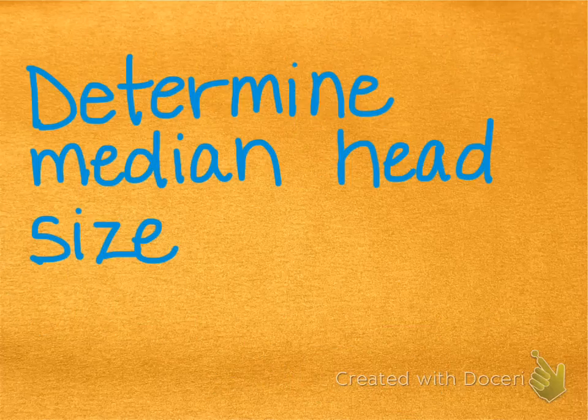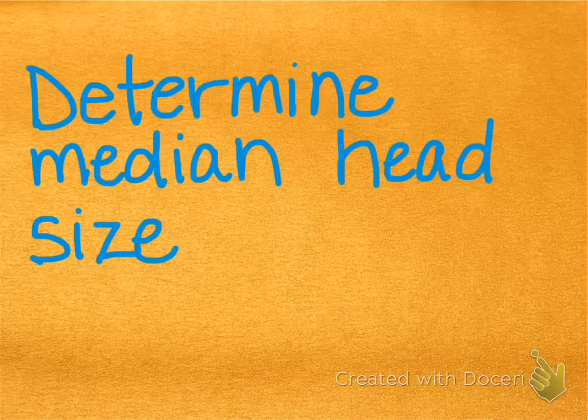So once we get the graph done, we've done the measurements of the head sizes, we've made a graph. You're going to be determining the median head size in our class. Now, if you will remember from our lesson on how to find the median, we will need to list all of the numbers that the class has. And then you would put them in order.